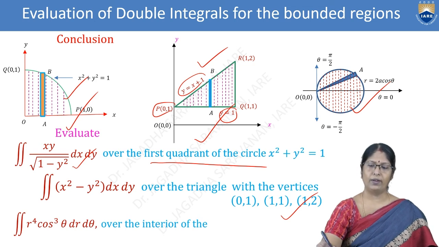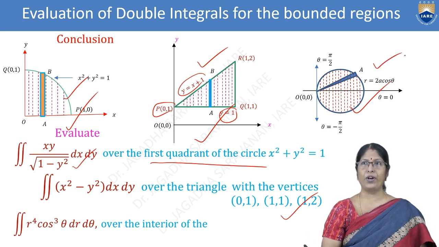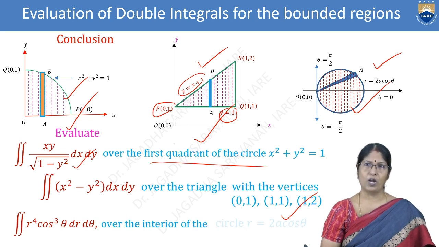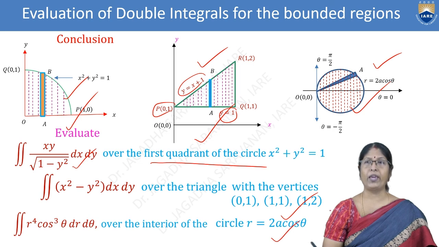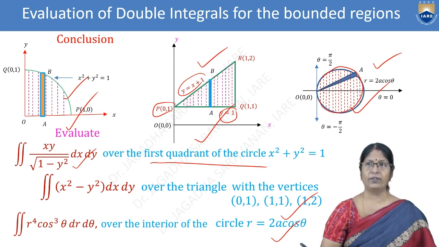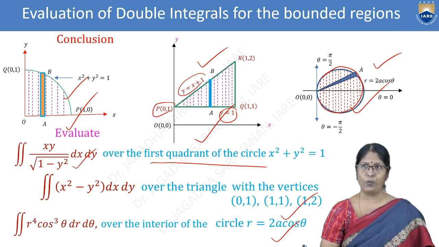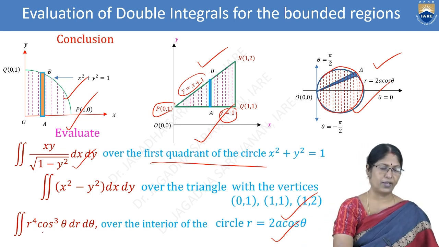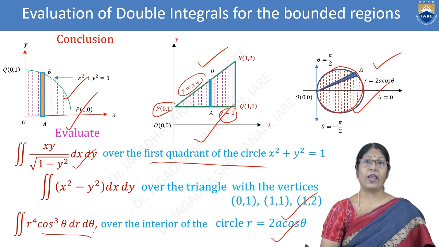For the final one, the evaluation of bounded regions, we took polar form. In polar form, r equal to 2a cos theta, satisfying the circle, was drawn and we evaluated. In the final result, for cos power 8 theta, the relevant formulas were introduced. We used those formulas and made our integration very easy.